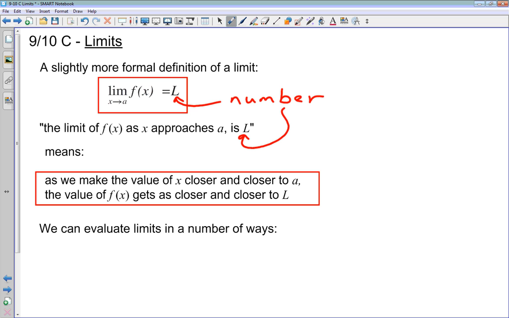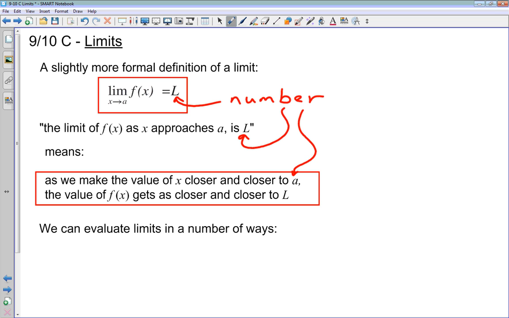And what does this mean? When you get to university, you're going to see the real formal definition of a limit. But really, what this means is that as we make our value of x closer and closer to some number a, the value of f at x, our function, is going to get closer and closer to this number L. And again, a is just some number as well.